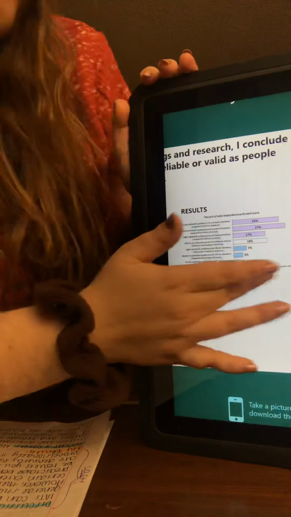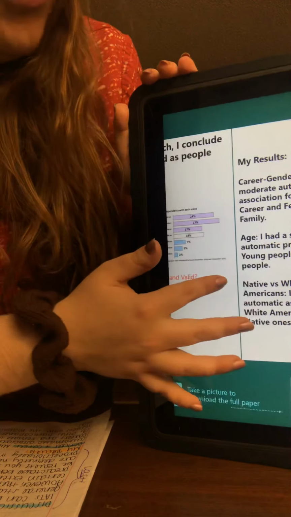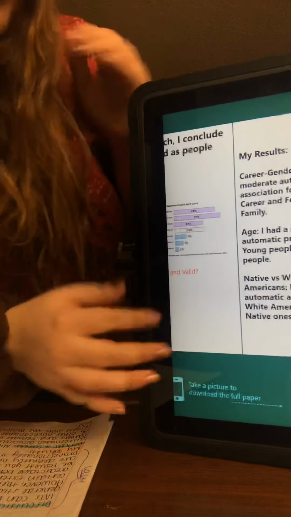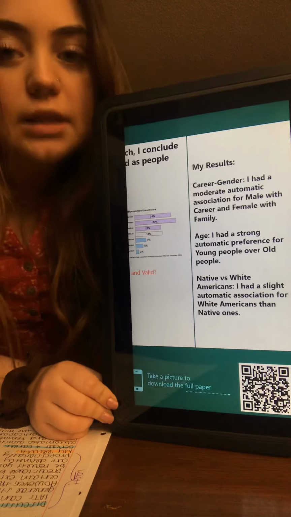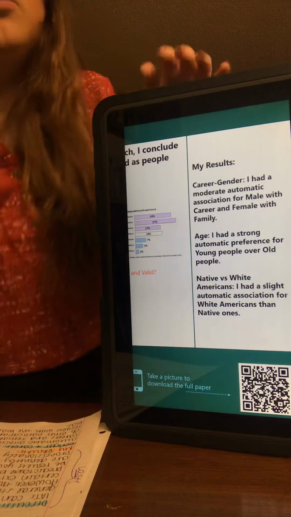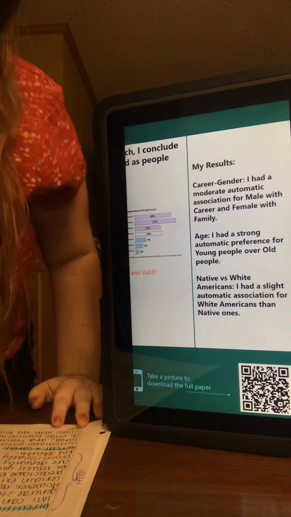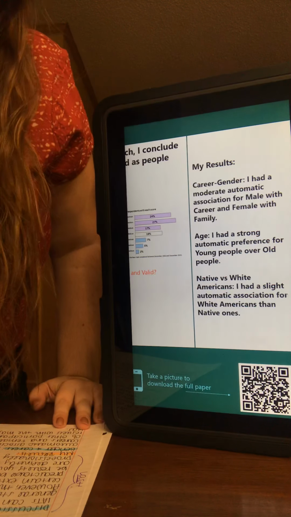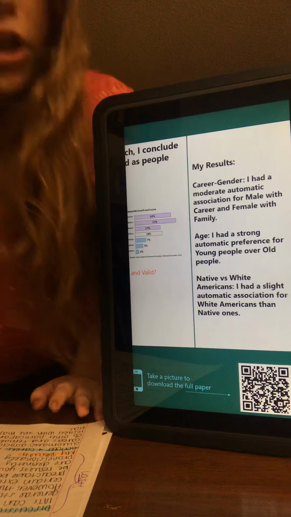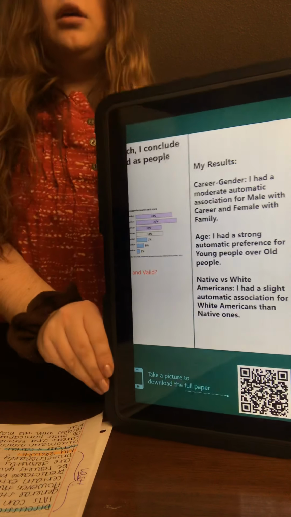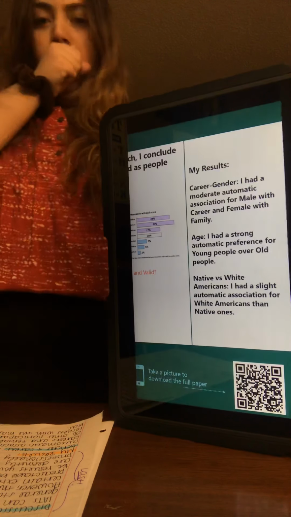So, panning over to my results before the discussion, I chose to do 3 completely different tests. I chose to do the career correlating with gender, the age, and the Native versus White Americans test.